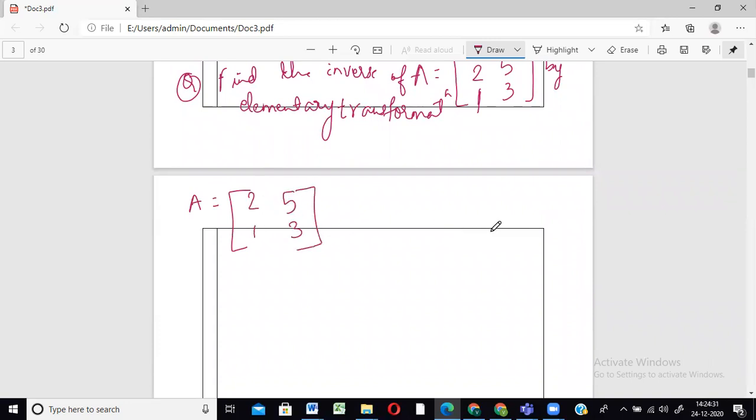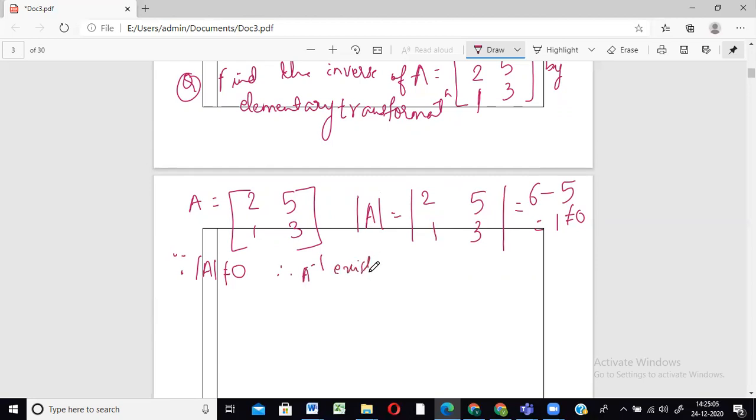The first step is we will check whether its inverse will exist or not. If it exists, then we are going to find it using elementary transformation. So the first step is to find out the determinant, right? We'll find the determinant of 2, 1, 5, 3 like how we do it: 2 into 3 is 6, minus 5 into 1 is 5. This is equal to 1. It's clearly not equal to 0. So since the value of determinant A is not equal to 0, therefore A inverse exists. So it's invertible and A inverse exists.